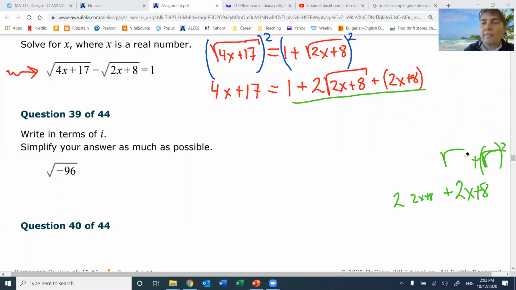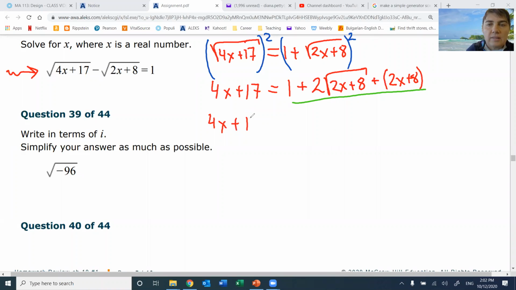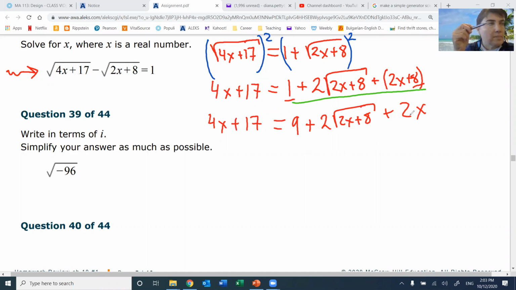And now we are going to add the like terms. You see the 1 and the 8? You can just add them. So it's going to be 4x plus 17 equals. The 1 and the 8 are like terms, so I'm going to add them. So it's going to be 9 plus 2 square root of 2x plus 8 plus 2x. The order doesn't really matter. This is where we are. So now, what's the next step?